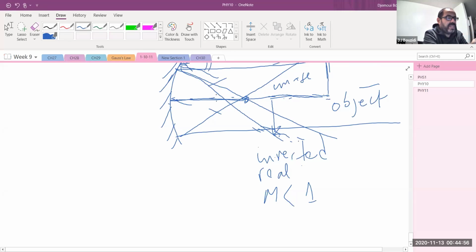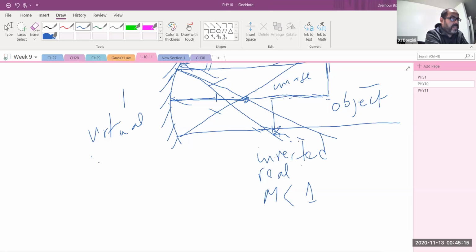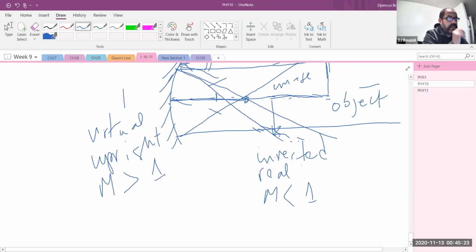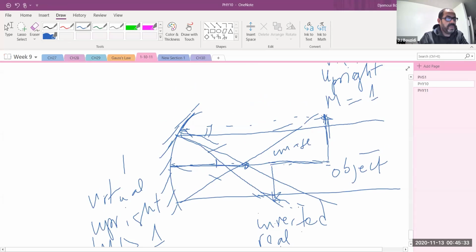If the object is sitting inside the focal point, the image is going to form on the other side. It's going to be a virtual image because there are no beams on the other side. And it's going to be upright. And the magnification is going to be usually more than 1. I'm taking the magnification in absolute value, because the magnification here is going to be positive, and here it is going to be a negative magnification because it's inverted. So this is basically it in a nutshell.